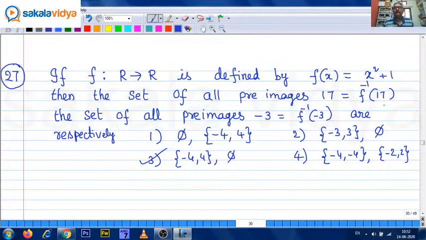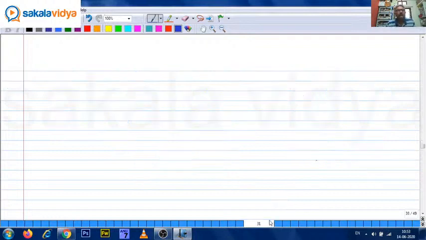But let us do it now. That means f of x is equated to 17 and you need to find out x value. Again, f of x is equated to minus 3. You need to find out x values. So that's what we get here, set of all pre-images. We shall get it now. So let us do it now. 27th solution.